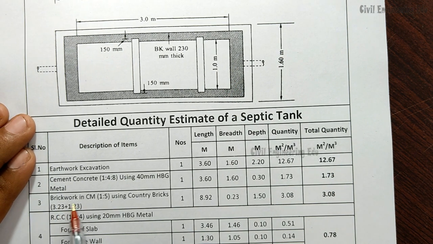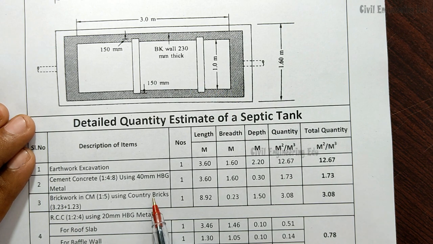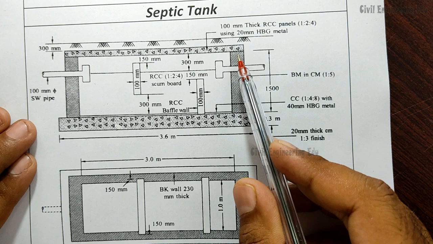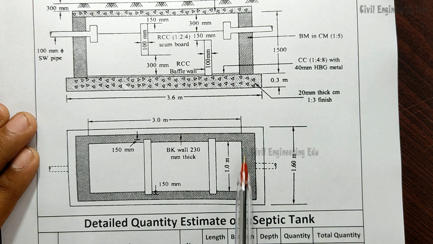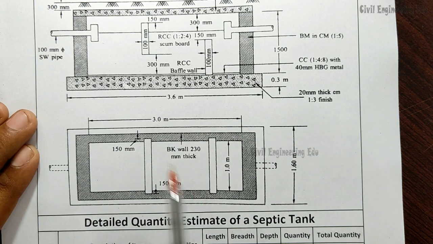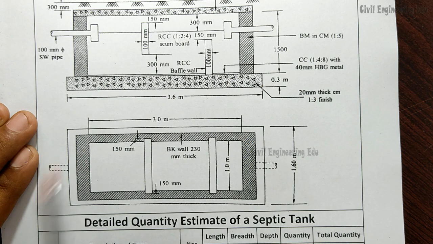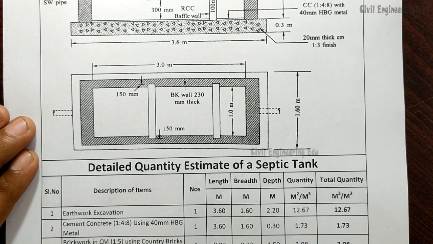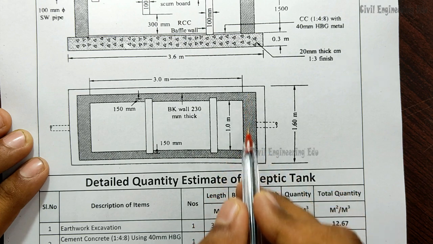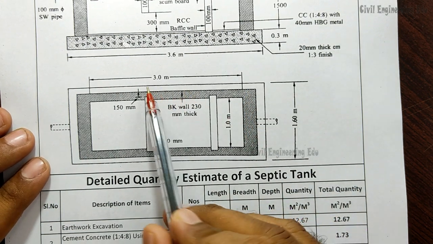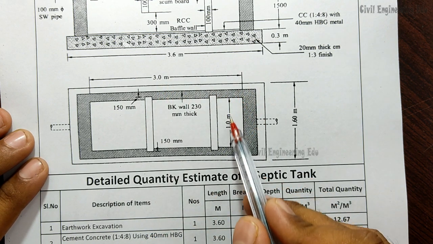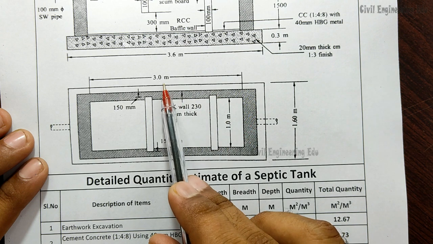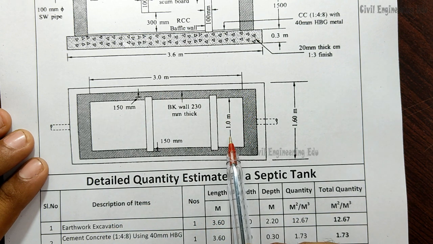Next is brickwork in cement mortar (1:5) using country bricks. We have to calculate the quantity. So this is brick wall. Whatever the hatched portion is there, these are brick walls. And here in the plan also you can see hatched portion is brick walls. We need to calculate the quantity of this hatched portion, that is nothing but brick wall. So same like a one room plan, we will consider this hatched portion like a one room plan, and internal dimension from here to here it is 3 meters, and other direction it is 1 meter. So 3 meter is horizontal, vertical is 1 meter, right?